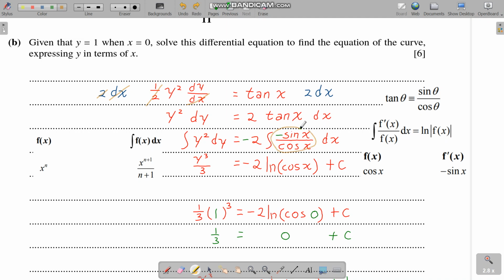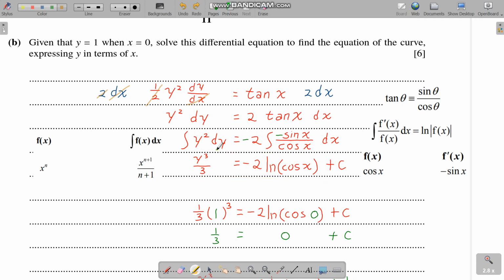But this form here is the f prime over f form, so we can get ln of the denominator, ln cos x. So that's the integral, with the constant of integration on one side, on the right only. And then this is the general solution of the differential equation.